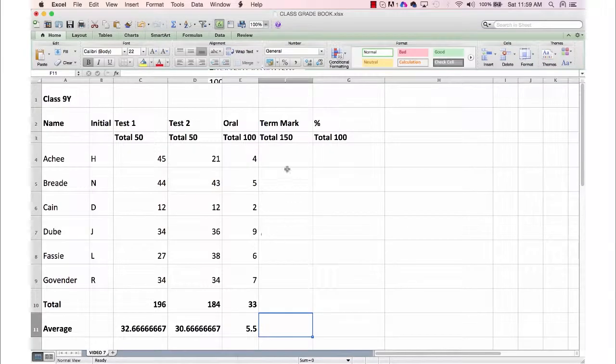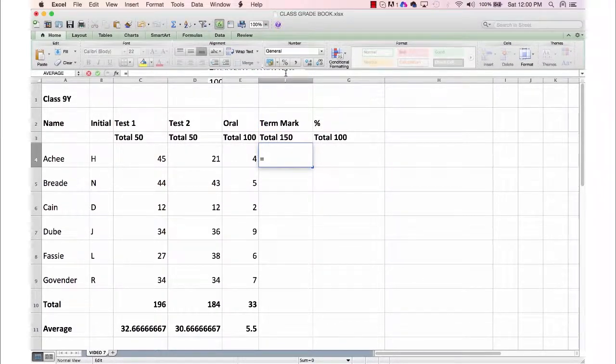What we want to do now is get the totals for the term mark, which is out of 150, and then the total percentage, which of course will always be out of 100. So let's start here. We go to our formula column, and the formula we're going to enter is equals parentheses E4 times 5 parentheses plus C4 plus D4. Enter. And we get a total of 86.